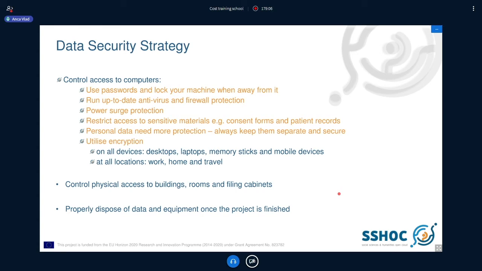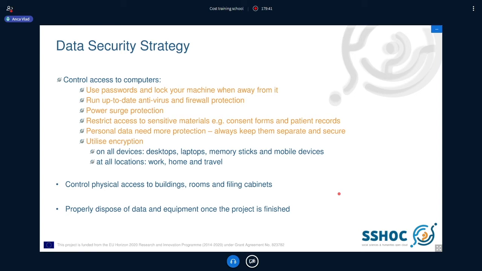Restricting access, particularly to sensitive and personal information, is essential. Always making sure to keep those separate from anonymized data or pseudonymized data. Ensure that we use encryption across all devices and at all locations. This is a safer, more secure option than simply using passwords. Because, for instance, if someone were to steal or have access to your laptop, they can access your files, even if your laptop is password protected, simply by removing the hard drive and installing it into another device.